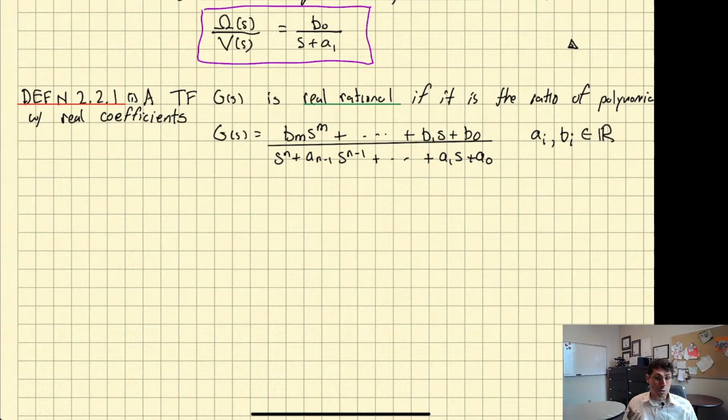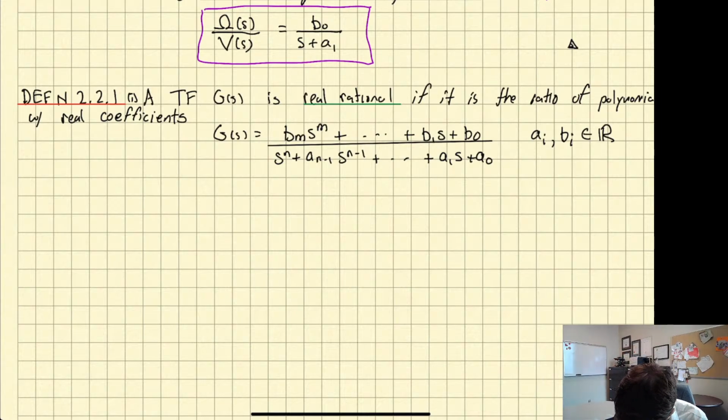If you have ever worked with partial differential equations, for example transmission lines in power systems, if you model them as infinite length, you end up with irrational transfer functions. But most of the systems that you're going to encounter will have transfer functions of this form.